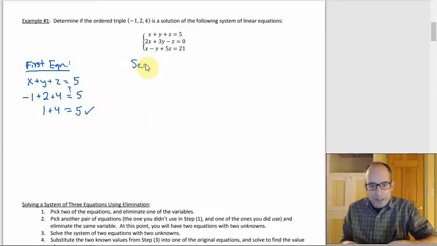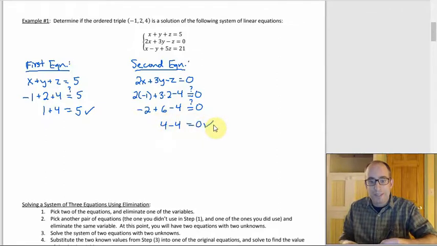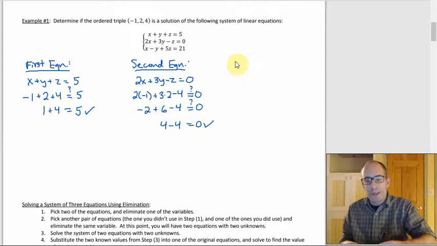Then the second equation, all right, we've got 2x plus 3y minus z equals 0. If we sub in, we'll have 2 times -1 plus 3 times 2 minus 4. We just have to see, is that going to be 0? Well, that's -2 plus 6 minus 4. And it looks like we're good, because -2 plus 6 is 4, and 4 minus 4 is 0. All right, 2 down, and so it all hinges on this.